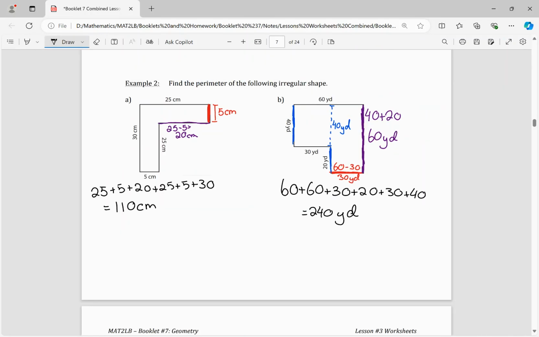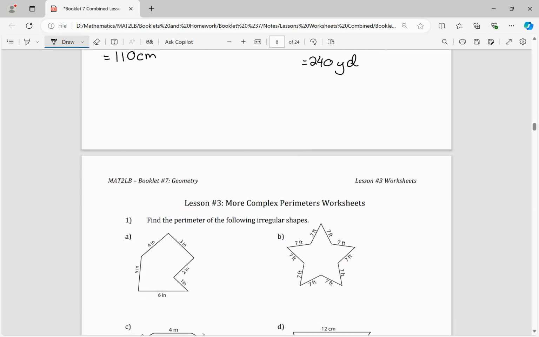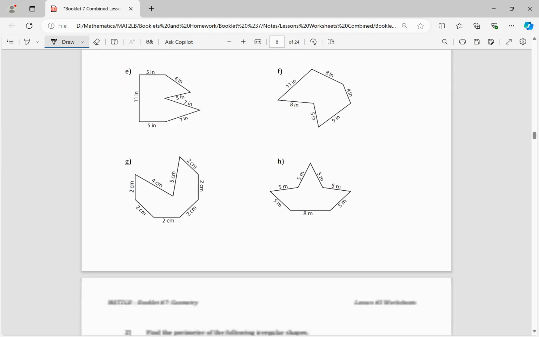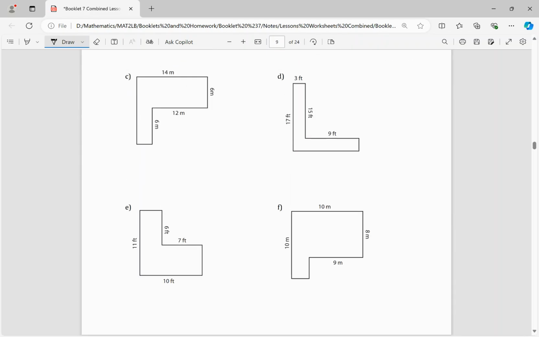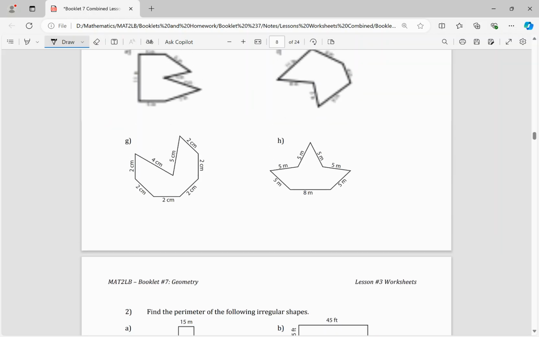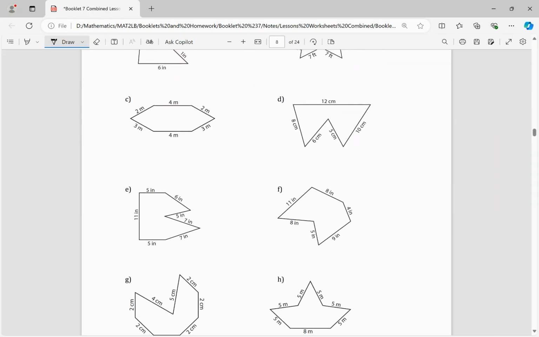Perfect. So those ones can be pretty tricky. Take your time and make sure that you're asking me if you have any questions. Take some time now to complete the next 2 pages, which are both your worksheet. One with those L shapes with the missing side, and the other just has irregular shapes where I give you all the sides. Thank you.